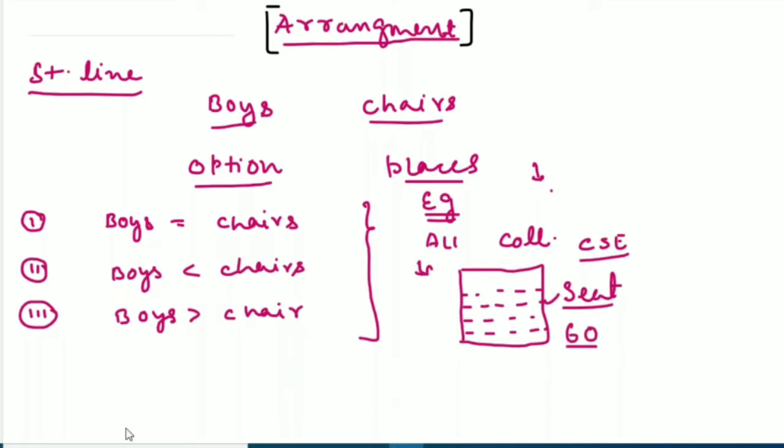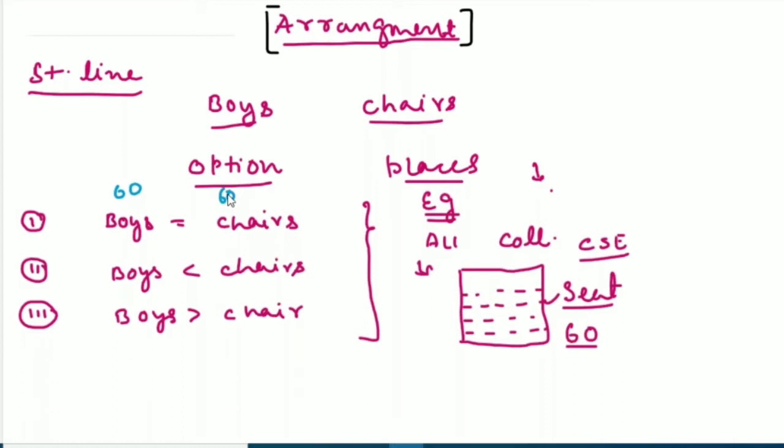Means 60 chairs will have 60 boys. Both of them are 60-60. In this case, you don't have any choice. Get into whichever place you got, and sit down. Max to max, what you can do is swap between two friends, or three friends, or the entire class together. So jugglings are possible, that's all.